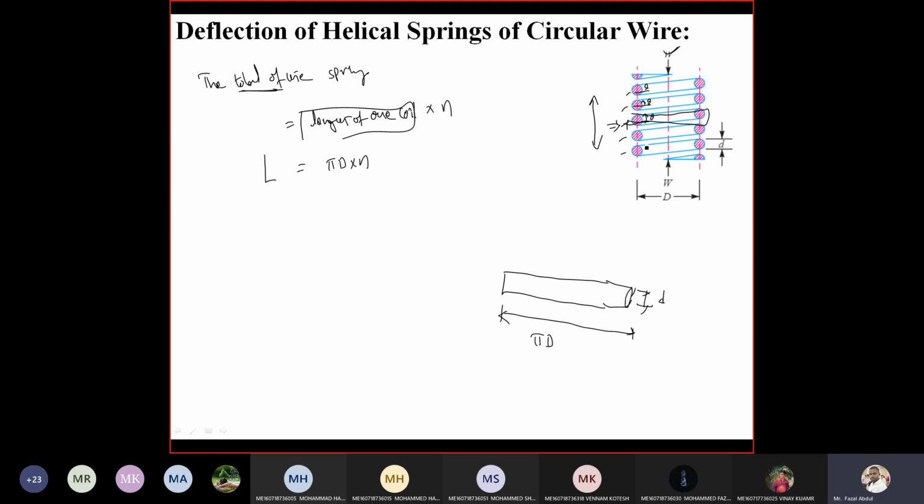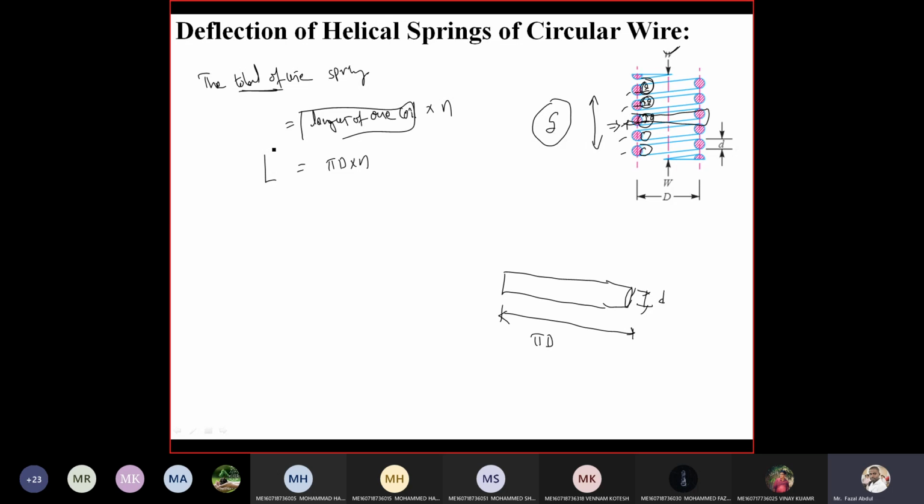Now, because of application of load, we can find two types of deflection. One is the axial deflection, one is the angular deflection. If we see longitudinal vibration, that is axial deflection. If we consider one particular coil, that is angular deflection. Angular deflections we can find here, where I am drawing the circles.